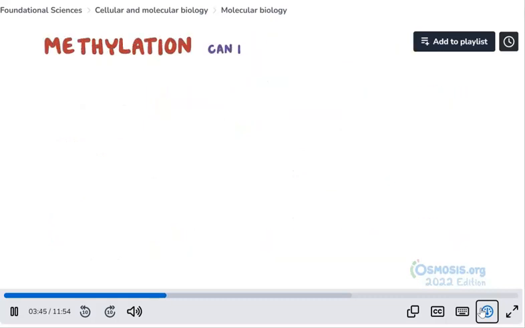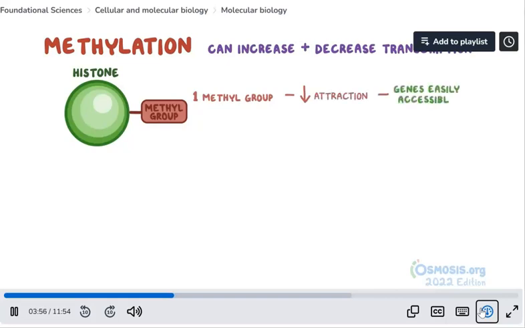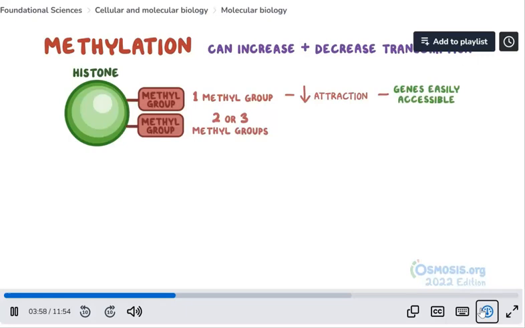Methylation, on the other hand, can both increase and decrease transcription, depending on how many methyl groups are added. If only one methyl group is added, this decreases the attraction between the DNA and the histone, so the genes are easily accessible. If we add 2 or 3 methyl groups to it, however, the histone will repress or lock down, preventing the transcription of those genes.